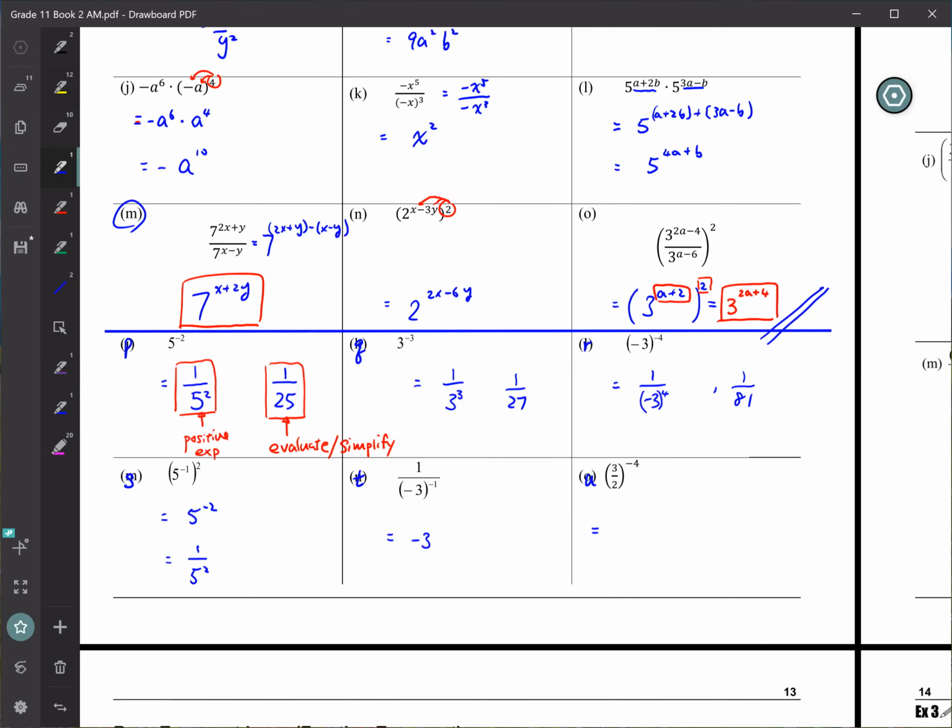Okay, Aaron, question U. 2 to the power 4 divided by 3 to the power of 4. Yeah, okay, so it shares in the negative, 3 to -4, 2 to -4, and they swap place, okay? If they say evaluate, then you write it as 16 over 81, okay? But in this part, we want the answer like this.